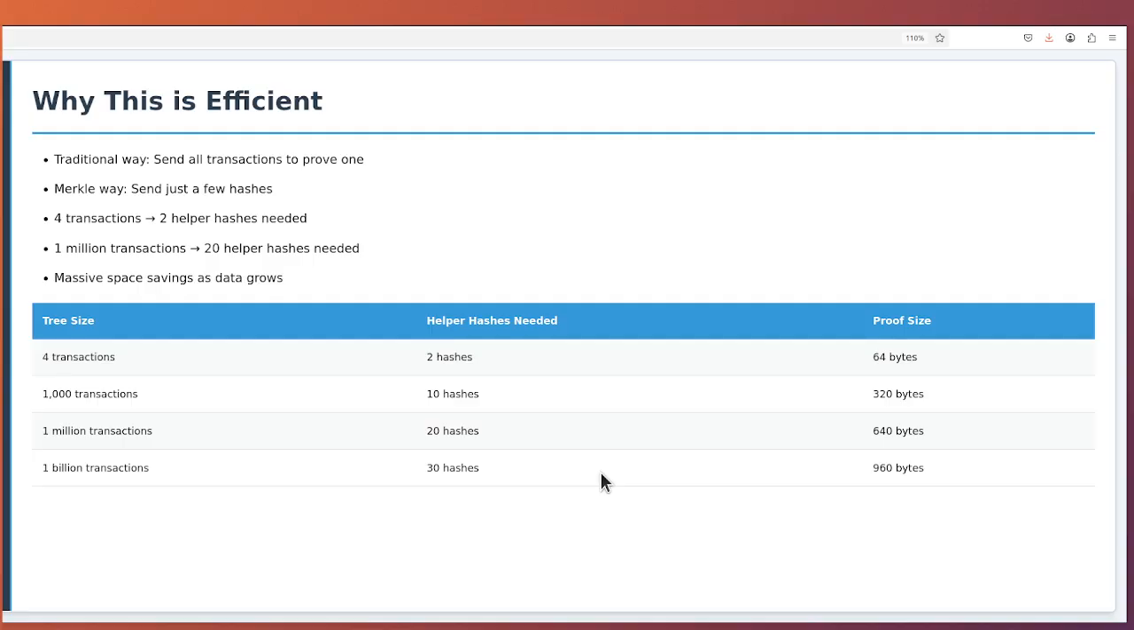Each hash is small, just 32 bytes for the common SHA-256 algorithm. 20 hashes is only 640 bytes. Compare that to potentially gigabytes of transaction data. This efficiency is why Bitcoin wallets on phones can verify transactions without downloading the entire blockchain. They just download small proofs and verify them.